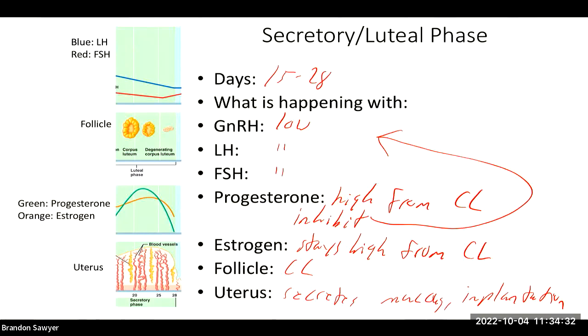The follicle now is the corpus luteum. There's no egg in it anymore. It's really just an endocrine organ now, this little endocrine organ releasing all these hormones. The uterus is now secreting lots of mucus, preparing for potential implantation. They both provide negative feedback to both the pituitary and the hypothalamus.